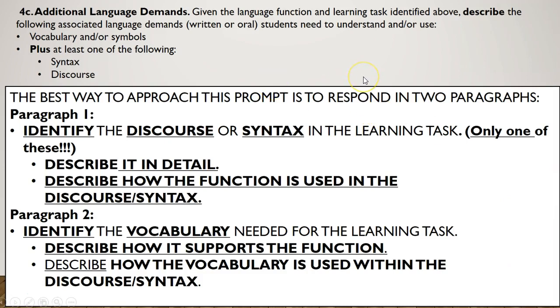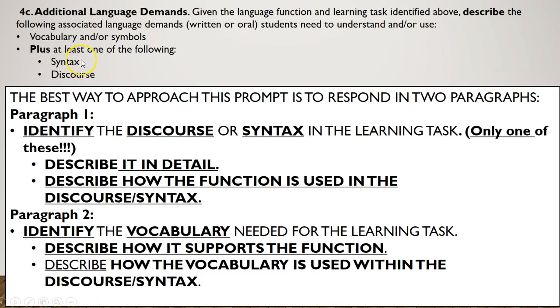Okay, so, additional language demands. This is where it gets into your syntax or discourse. It says additional language demands: given the language function and learning task identified above, which would be 4B, describe the following associated language demands, written or oral, students need to understand and use: vocabulary and or symbols, plus at least one of the following.